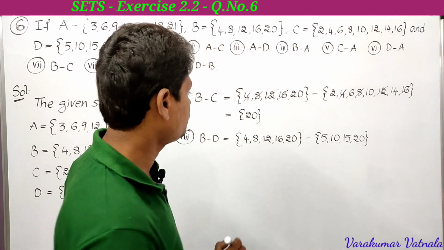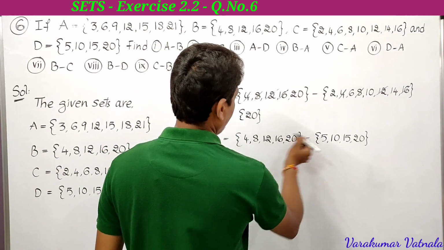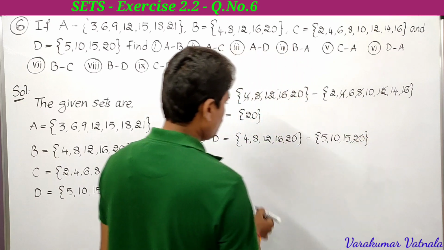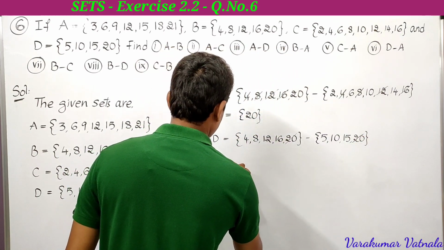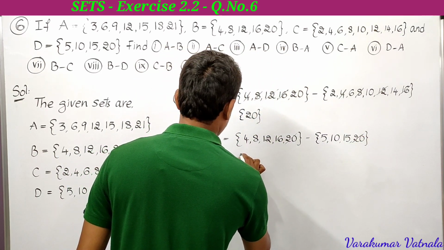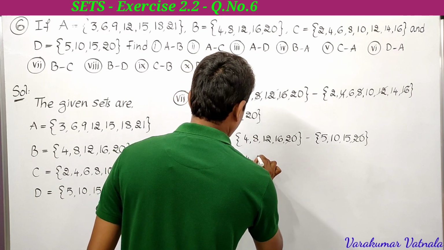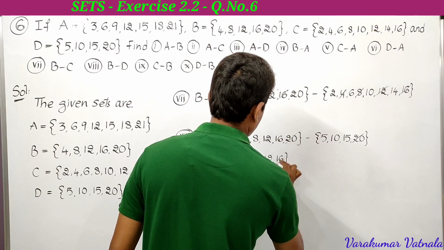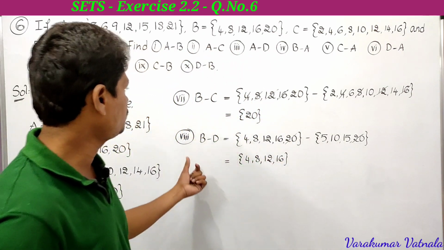Identify the common elements. So here 4 8 12 16 is not there, only 20 is the common element in both. So now write the remaining elements in the first set. They are 4 8 12 16. These are the remaining elements in the first set. So this is the eighth one.